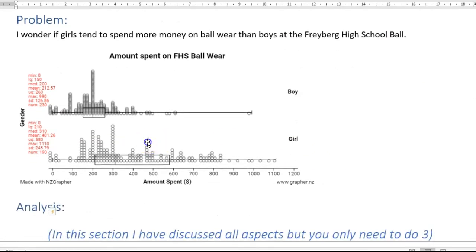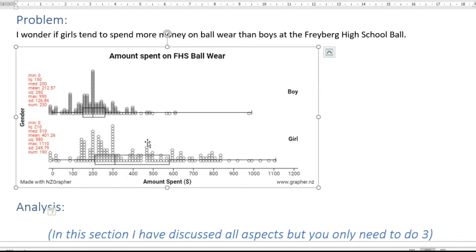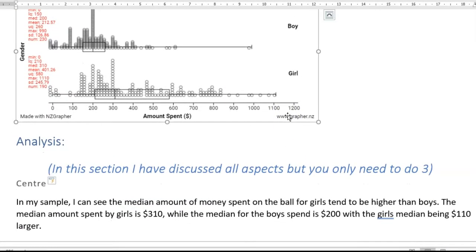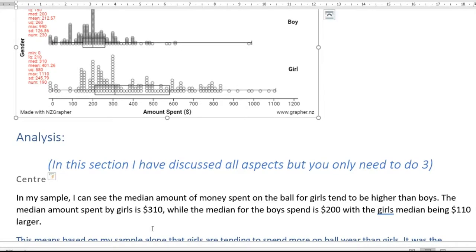So then you create your graph on NZ Grapher. If you need any help with that, I can create another video for that, just let me know. And then we move on to looking at analysis. Now I've discussed all the aspects here, but you only actually need to do 3 in the assessment to save you a bit of time. So I'll go through them, and in this assessment we're also going to look at some aspects of excellence as well.